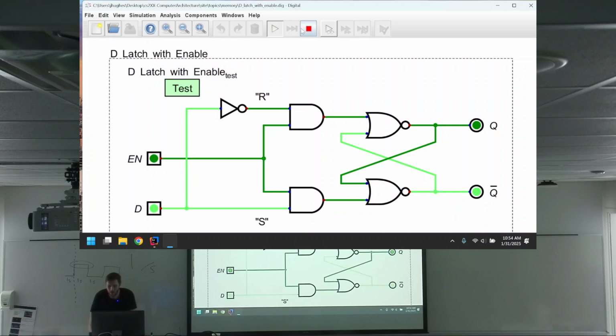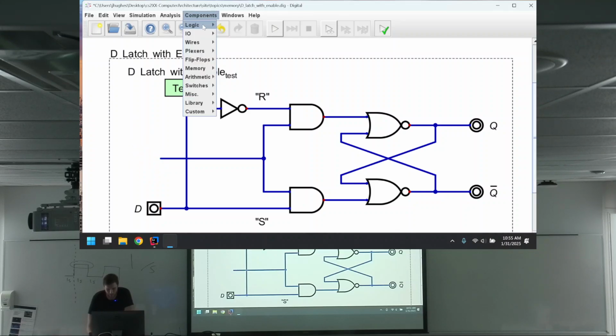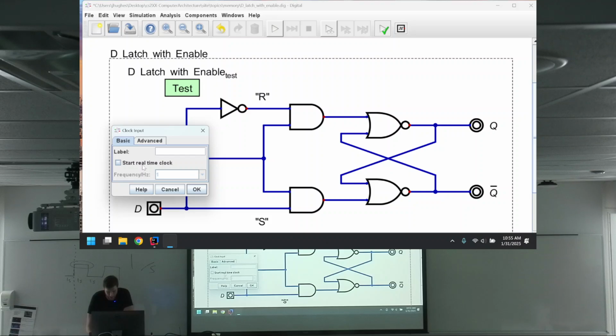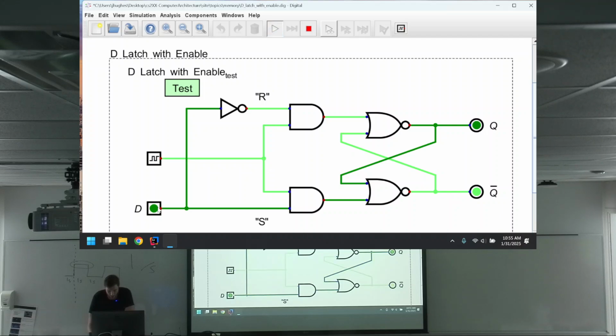Okay? And you know what? For fun, let me do something wild here for you. Check this out. We can go to components, IO, clock. If I right-click this, I can make it a real-time clock happening once a second. So watch. It literally is a clock.